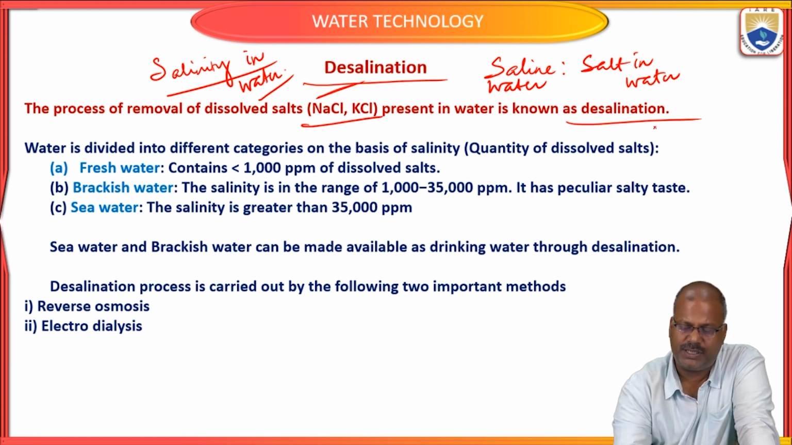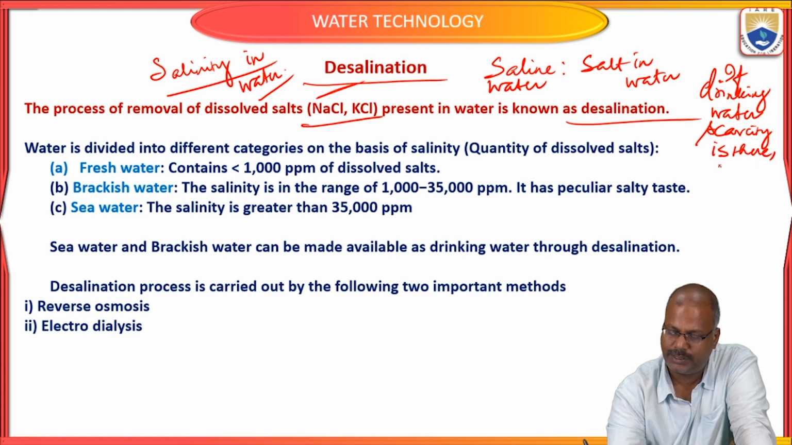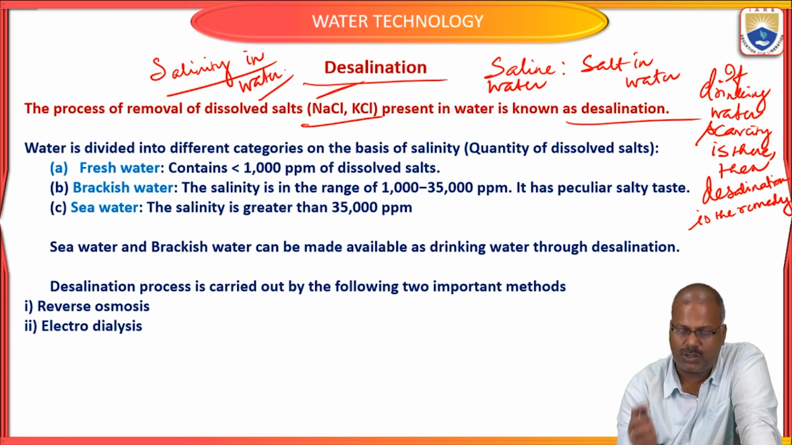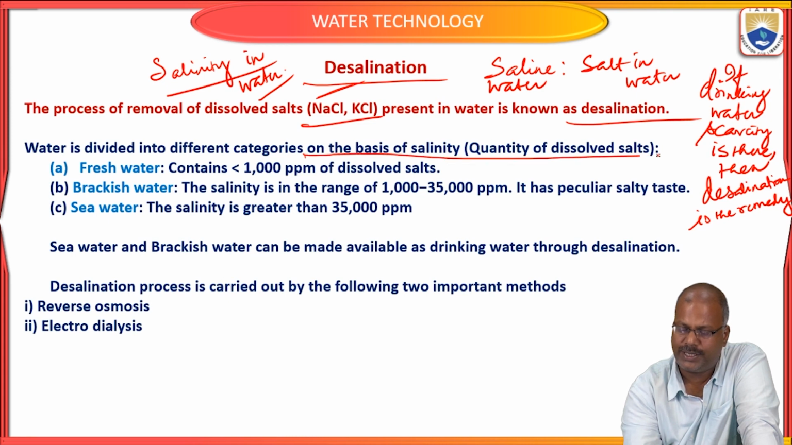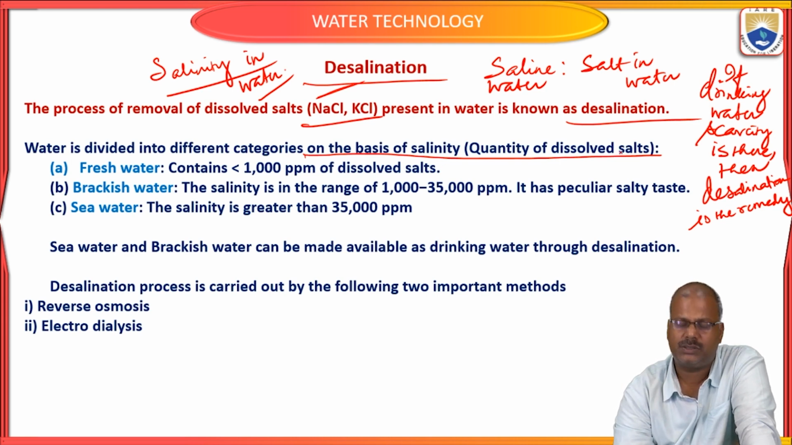That means in some places, if there is scarcity of drinking water, then desalination is a remedy. Okay. So water is divided into different categories based on the salinity, the quantity of dissolved salts such as NaCl.